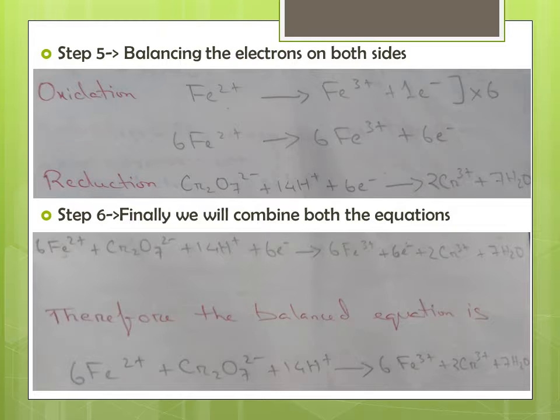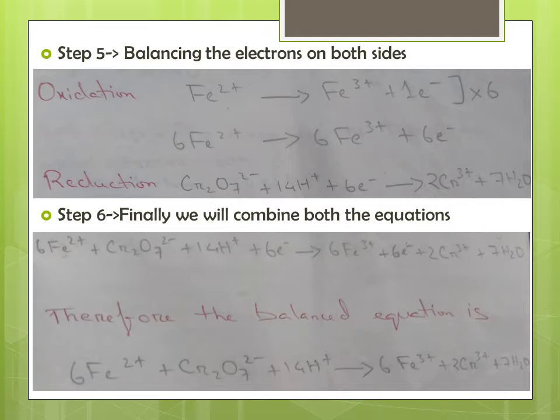In order to balance the electrons, we will be multiplying the oxidation half cell by 6. After multiplying, we have the second line in the oxidation half cell, that is 6Fe2+ yields 6Fe3+ plus 6 electrons. Understood? Now in both the oxidation half cell and the reduction half cell, we have 6 electrons each, and the electrons are balanced. Understood?